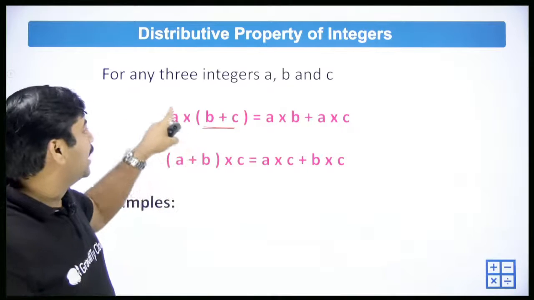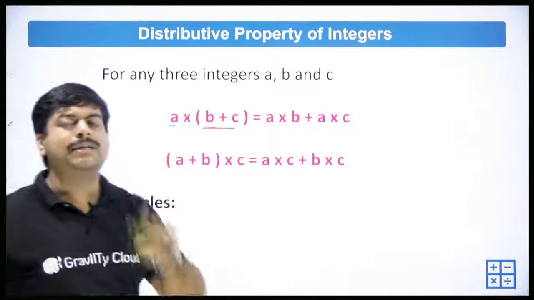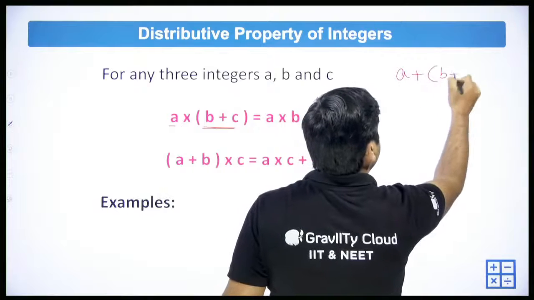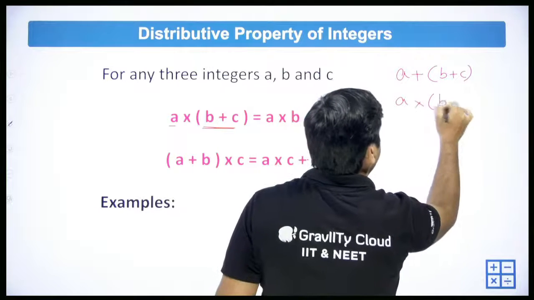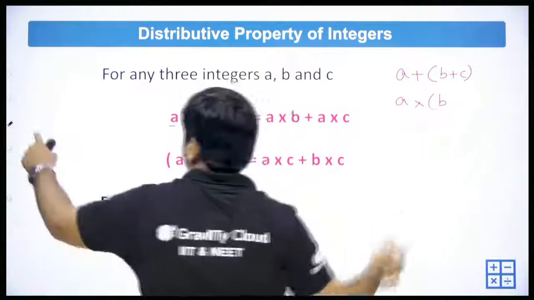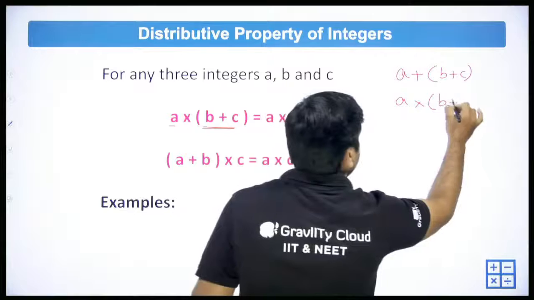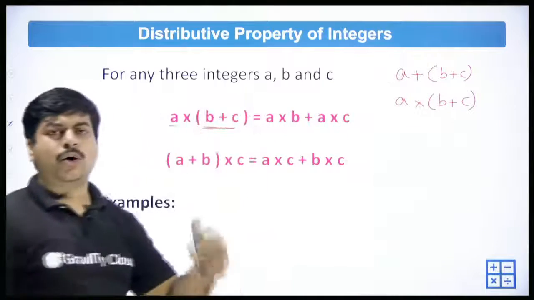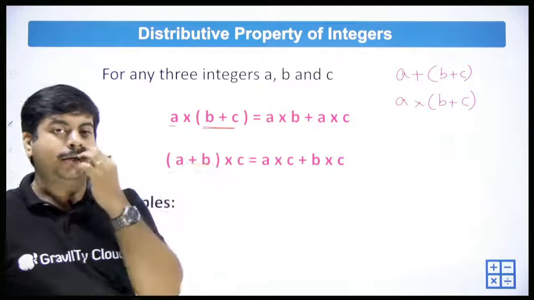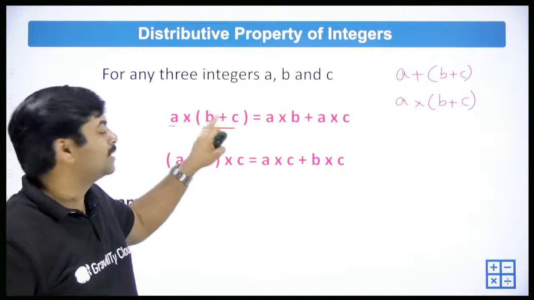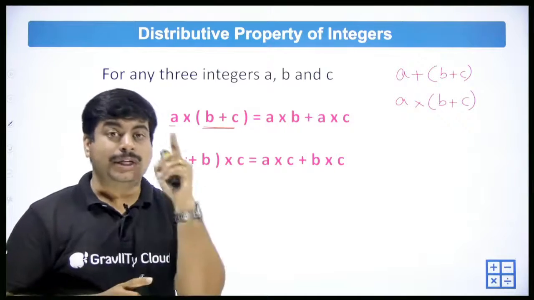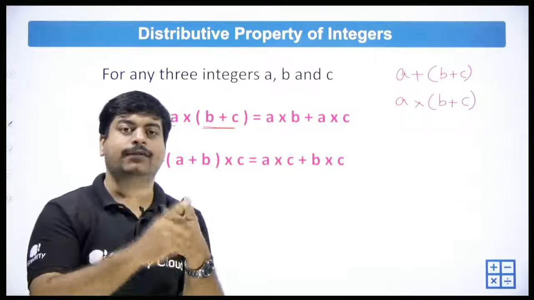It is not addition, it's not A plus, it is A into. That is again a big mistake you make. You always confuse A plus B plus C and A into B plus C. These two are two different things. You should not confuse between these two. In the first case, we are just adding all the three numbers. Associative property we discussed. But now you have multiplication as well as addition, two different operations in the same property.